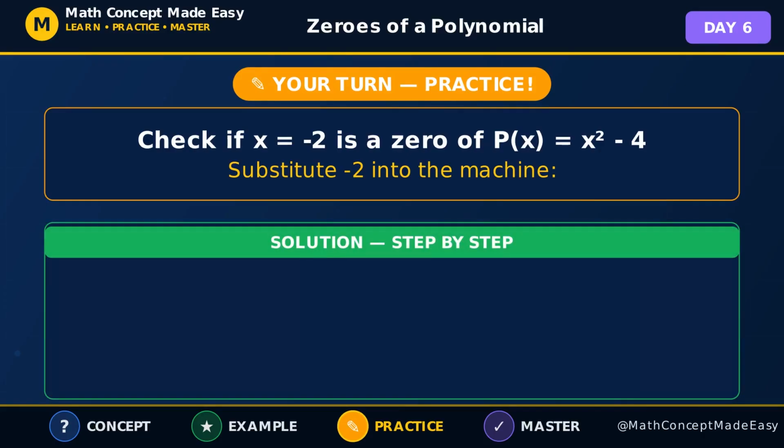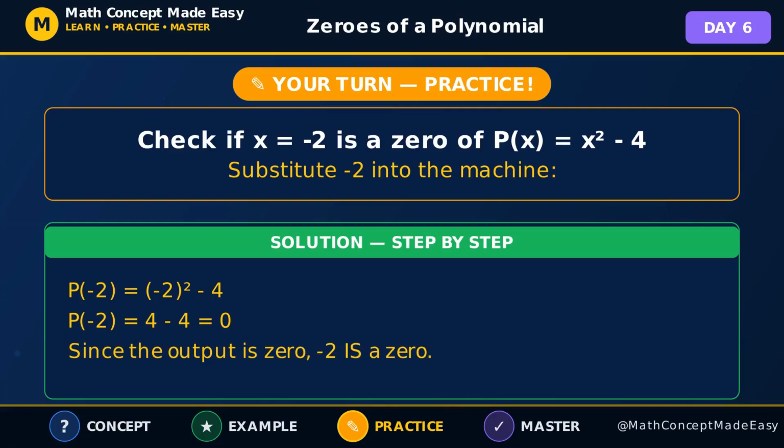Okay, let us solve it together. p of -2 equals (-2) squared minus 4. p of -2 equals 4 minus 4 equals 0. Since the output is 0, -2 is a zero. How did you do? If you slipped anywhere, rewind and watch that step again. That is exactly how strong students learn.